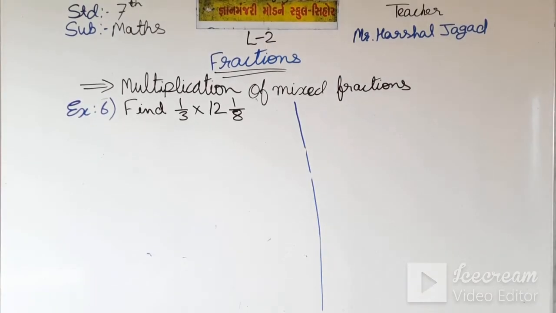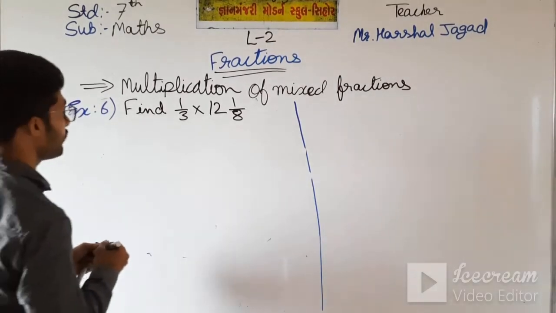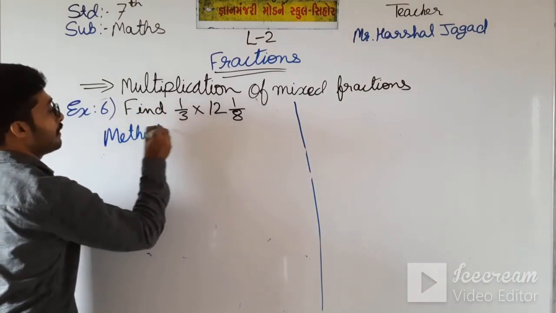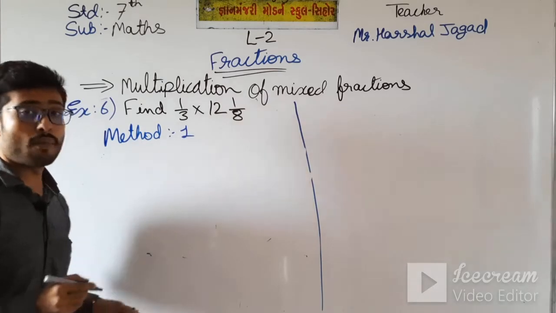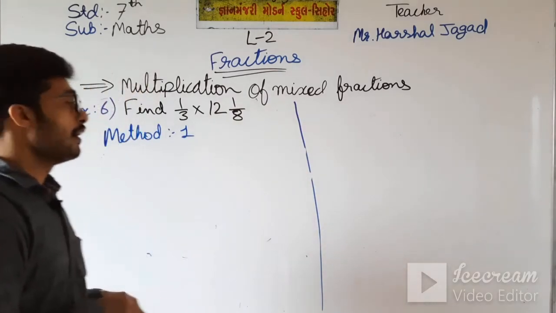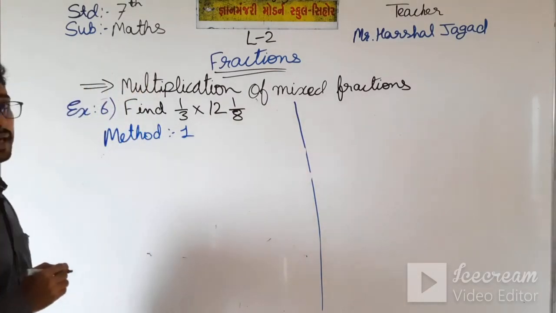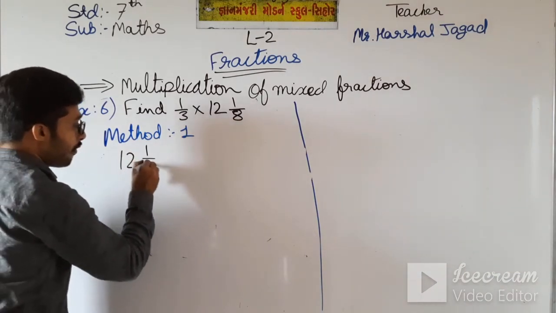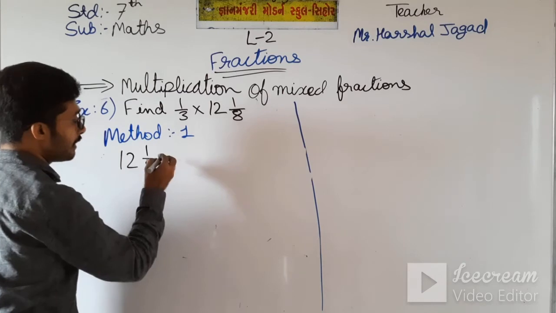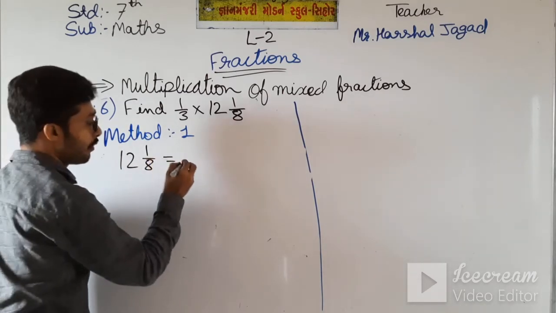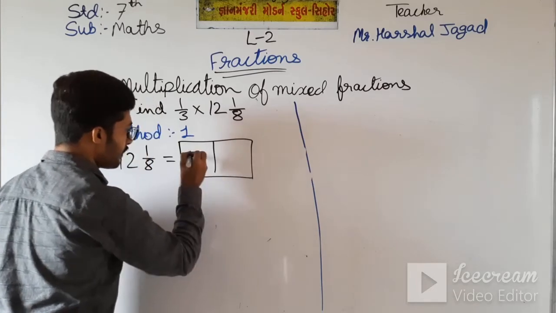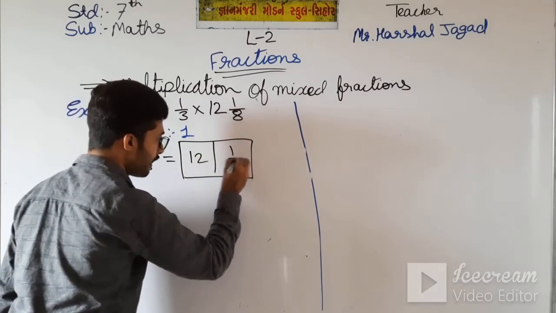So students, first of all we will solve this with method number 1. Method number 1, that is box multiplication method. Okay students, so what we have to do in that? Here, how can we write 12 1 by 8? So this is 12 1 by 8.